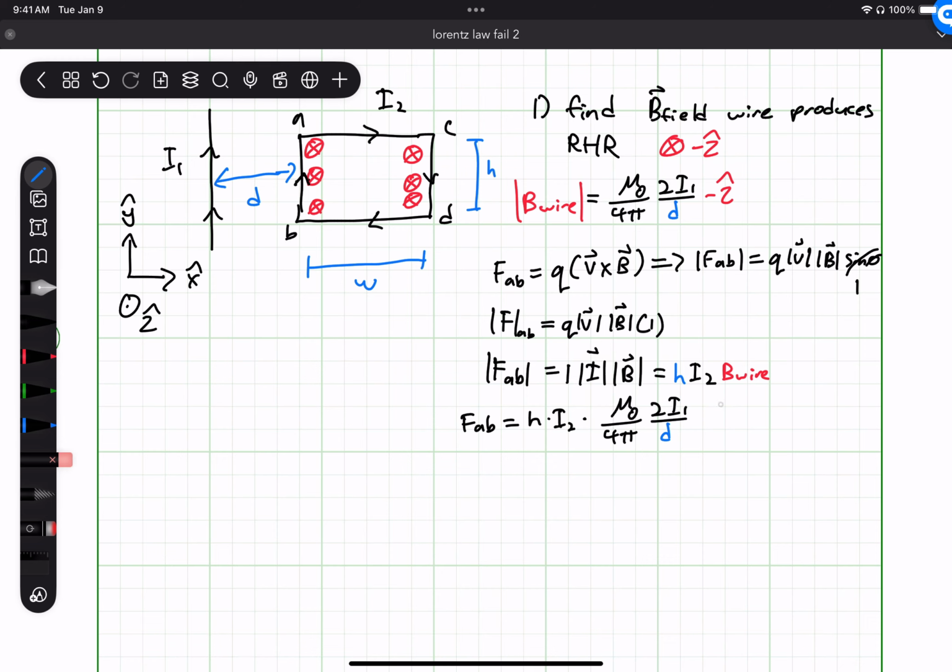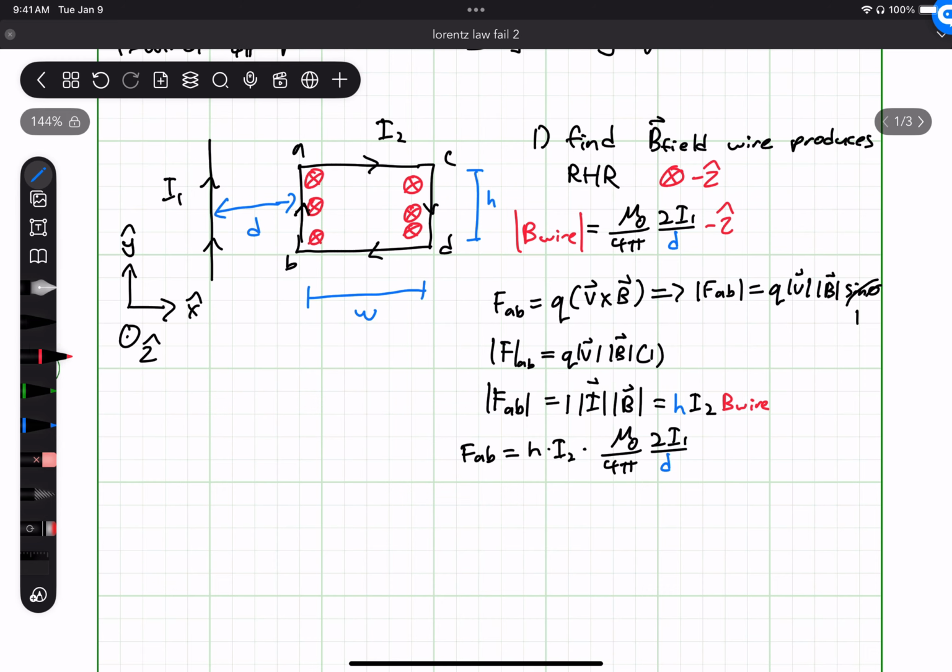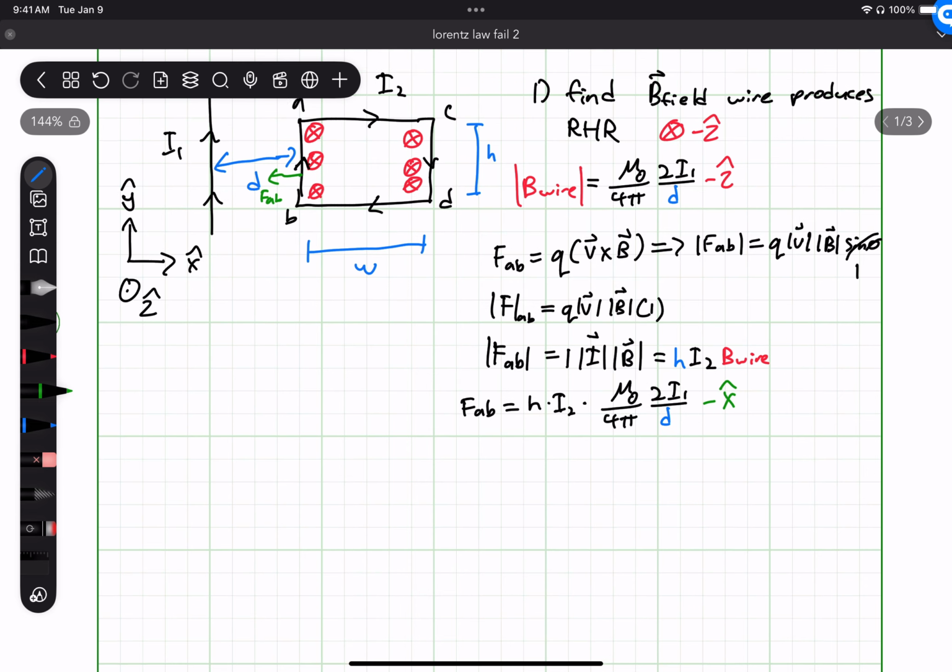Here we go. And let's determine our direction now. So earlier we had the cross product of V cross B, which is basically I cross B. And we know I is going straight up. We know B is going into the page. So then the force must be going left. You can try that: point your fingers up in the positive y direction and curl them into the page. You'll see that your thumb points out to the left. So this will be in the negative x hat direction. So that's our left-hand side.